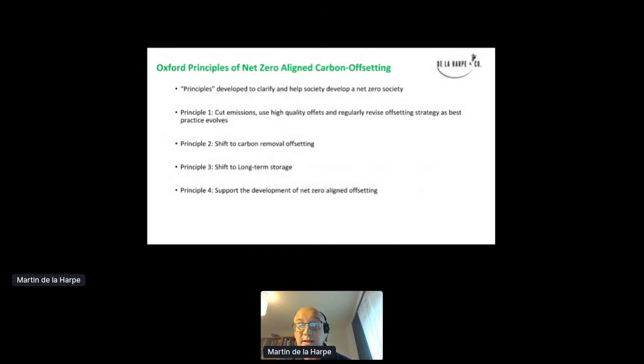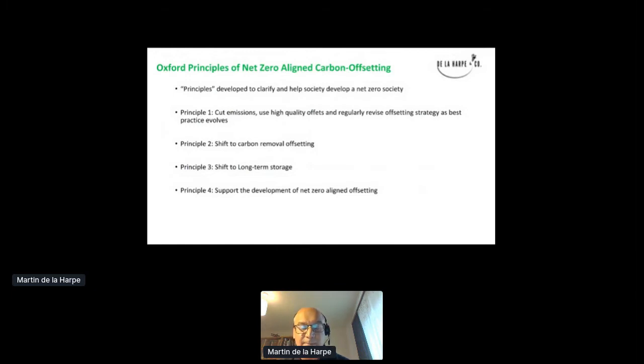of carbon reductions. Principle 1 is to cut emissions, use high quality offsets, and regularly revise offsetting strategy as best practices evolve. So the first step is obviously to cut and remove unnecessary emissions. Principle 2 is to shift to carbon removal offsetting. That is removal of carbon from the atmosphere.